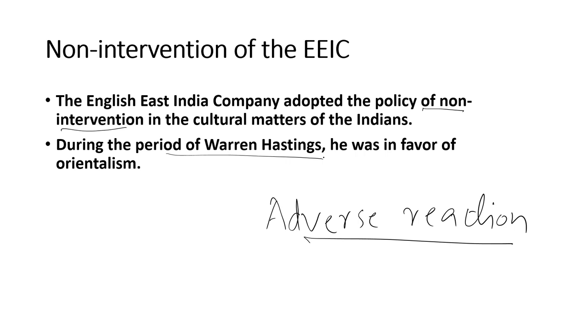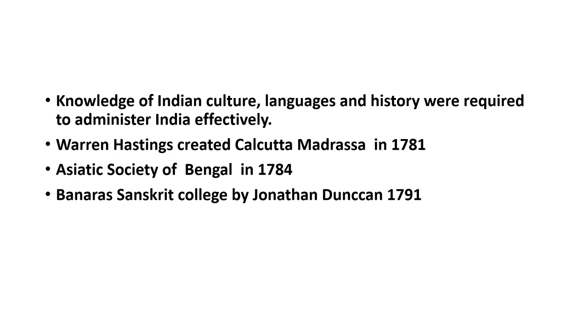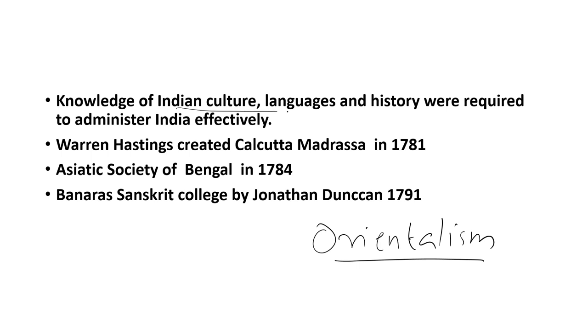During the period of Warren Hastings as the Governor General, from 1772 to 1785, main attention was paid to Orientalism. Orientalism means promotion of Indian knowledge. Promotion of Oriental knowledge was the main attention during the period of Warren Hastings. They wanted to promote and study Indian culture, Indian languages, and the history of India.